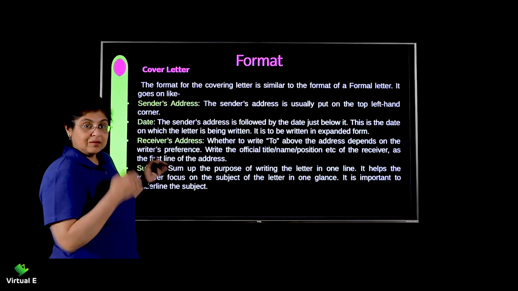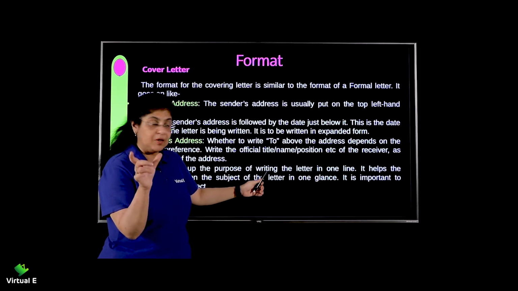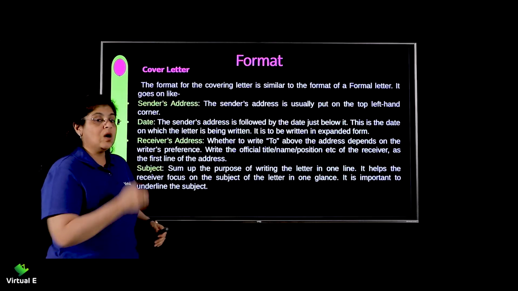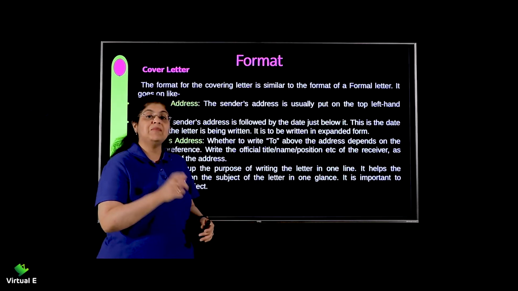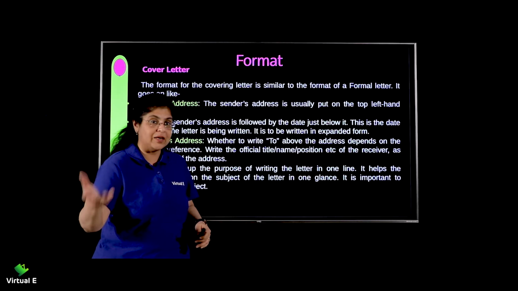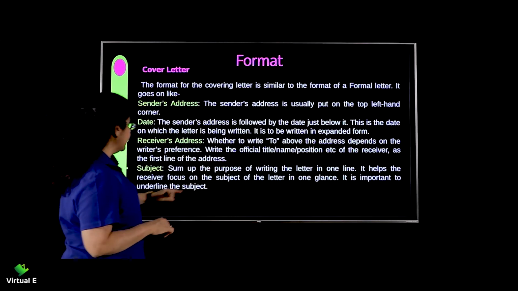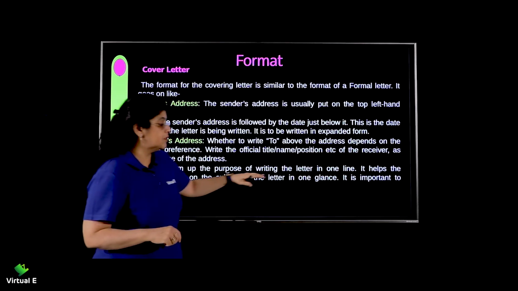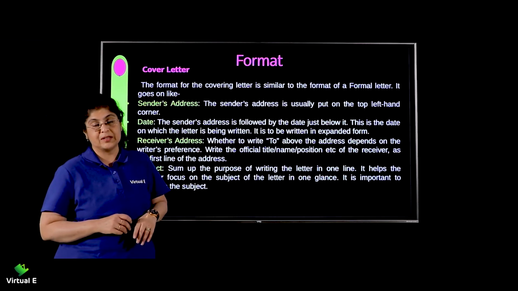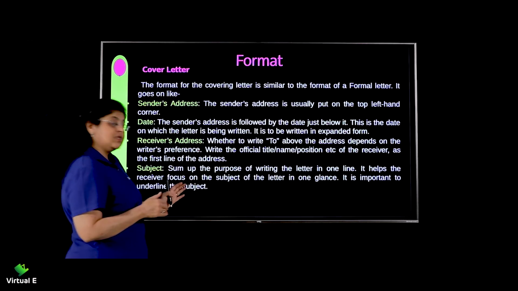Then the subject. Below that, you remember we have the subject. Sum up the purpose of writing the letter in one line. So if you are applying for a job, you will write application for a job, or application for this vacancy or this post, whatever. So you have to make sure that it is done in one line. It helps the receiver focus on the subject of the letter in one glance. It is important to underline the subject.